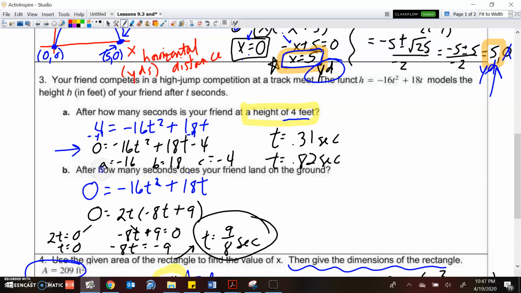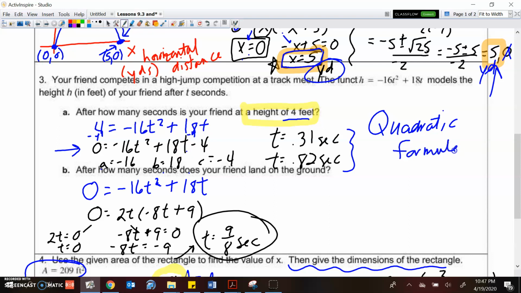Then I went ahead and did a equals negative 16, b equals 18, and c is negative 4. I didn't show you my whole quadratic formula, but that was the method I used to solve this, because this one is not factorable. You can see by the answers it's a little crazy. You couldn't use square roots because you have a t term here, a linear term. So you had to use the quadratic formula.